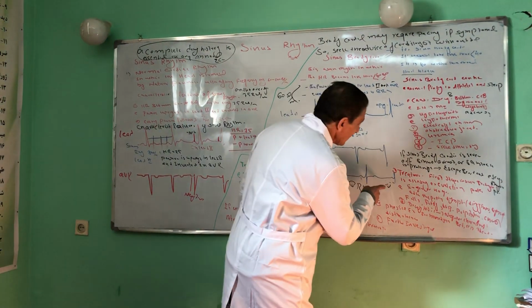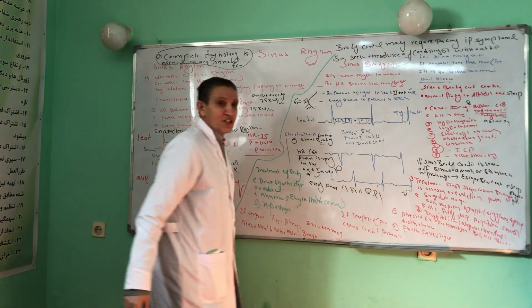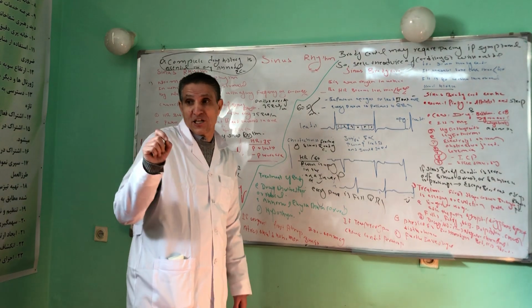And the last one. Now come to the drug treatment. Yes, drug treatment. This was a general measure in those people who have bradyarrhythmia. What is our general first step?